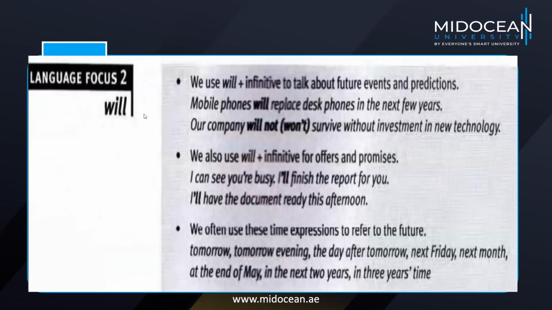Here, language focus, too. احنا قلنا الكلام ده وهنراجع عليه تاني. We said that for the future we use will, we use present continuous to express something in the future with fixed arrangements, and we use going to when we have intentions or predictions. So when do we use will again? We use will plus the infinitive to talk about future events and predictions.